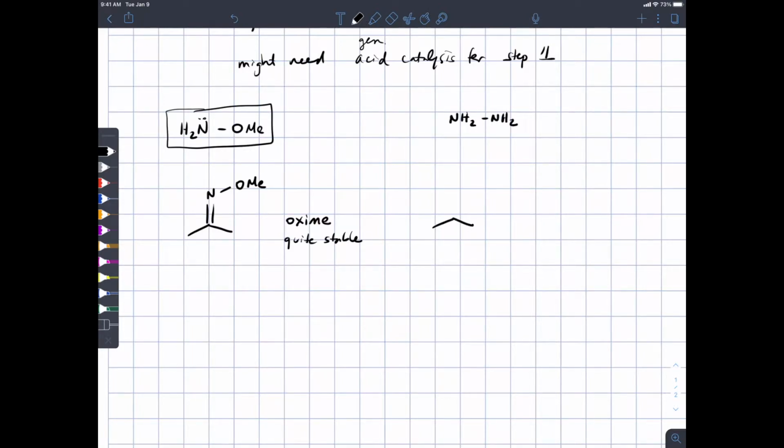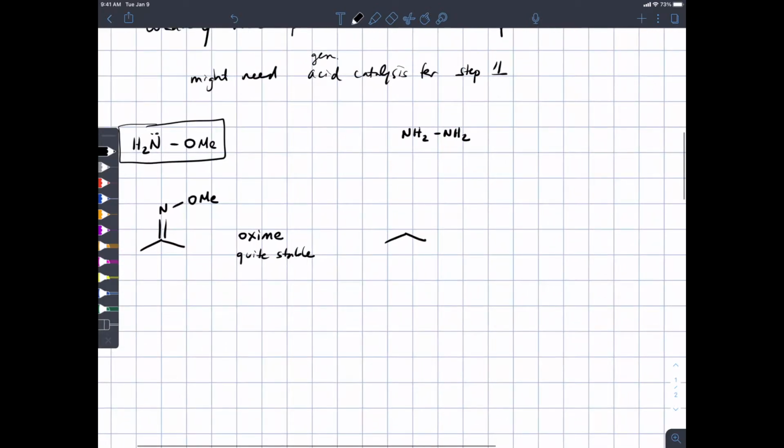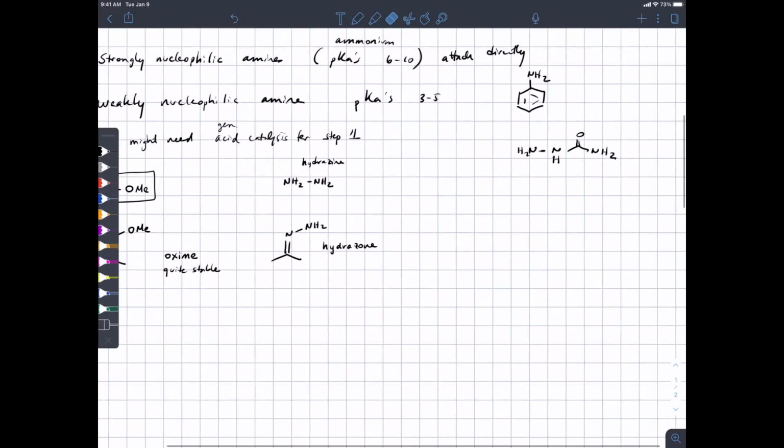You'll also hear about using hydrazine as a nucleophile. So if you add hydrazine to a ketone, this is hydrazine or jet fuel. The corresponding imine compound is called, I believe, a hydrazone. Not to be confused with a hydrazide. A hydrazide is the amide version of it. Anyway. So hydrazones and oximes are quite stable.